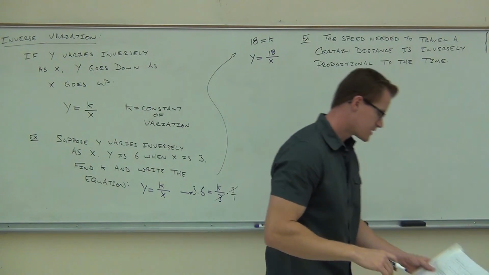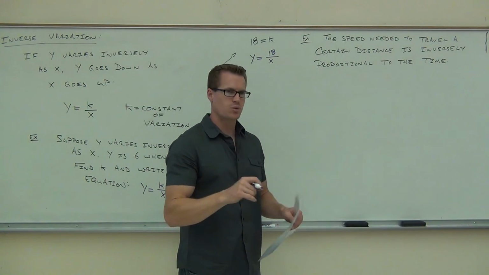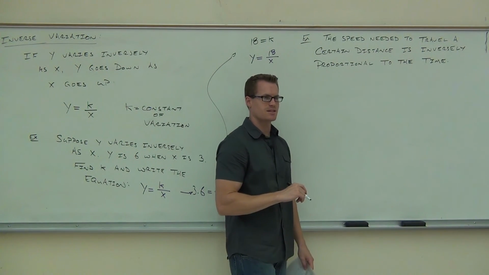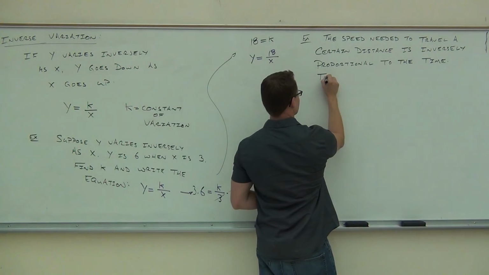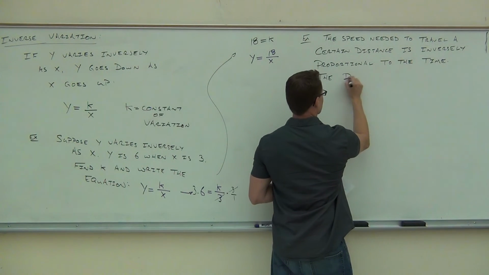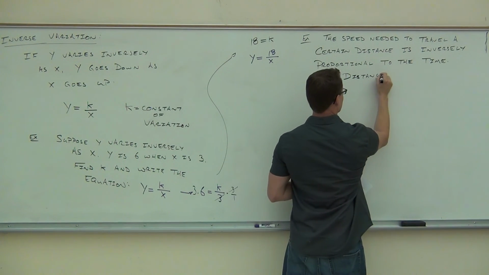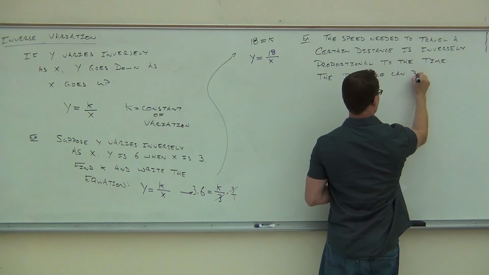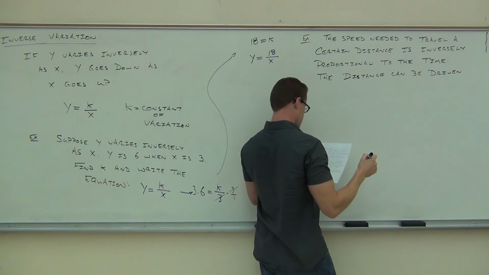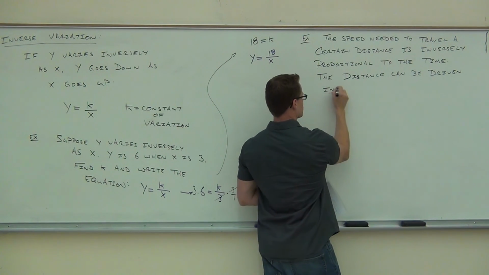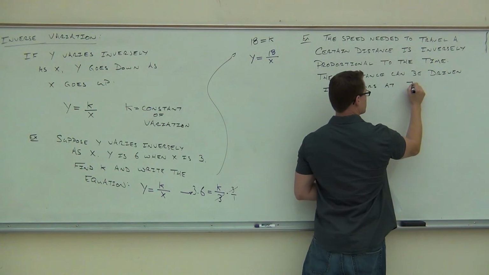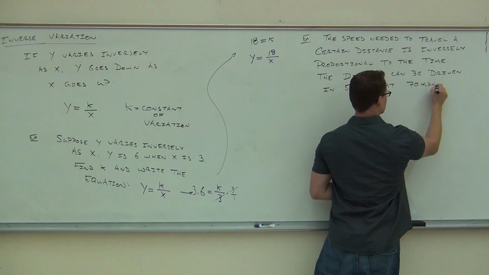Let's say this. The distance can be driven in 5 hours at a rate of 24 miles an hour. That's really slow. Let's make it faster than that. Let's make it like 70. Hours at 70 miles an hour. That's me.